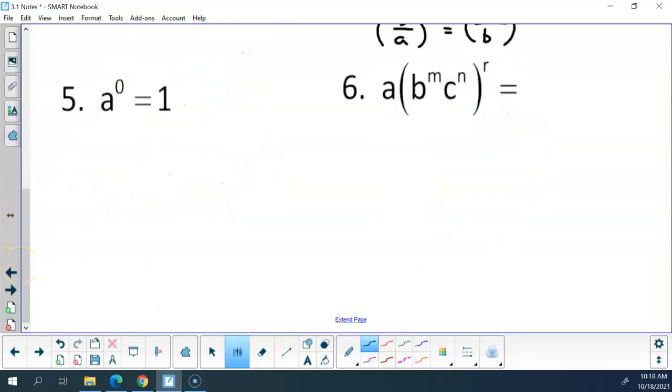Property number 5 says that anything to the 0 power is 1. Any number to the 0 power is 1. Any variable to the 0 power is 1. A toaster to the 0 power is 1. Anything.